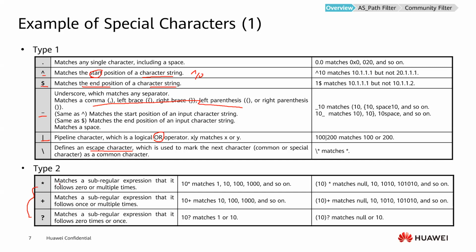The asterisk matches the regular expression that follows 0 or multiple times. And the plus is just for follow once. It will appear once or multiple times. And for the question mark, the following character will appear 0 times or once. So this type is to match the character to appear a number of times.